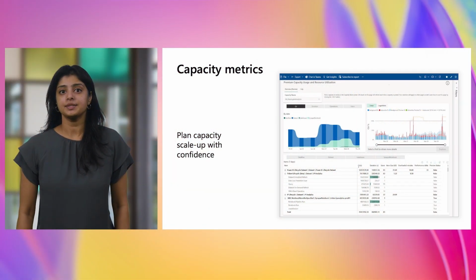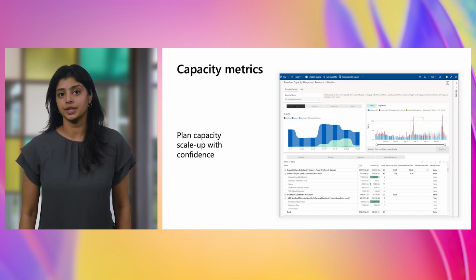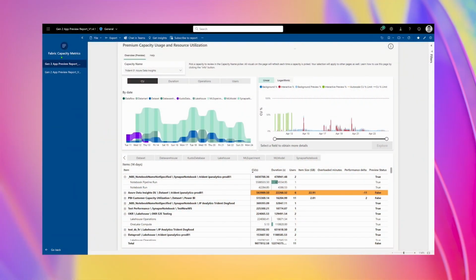With Fabric, as we introduce new workloads like data engineering, data warehousing, and more, it becomes even more critical for you to have visibility into capacity utilization and usage trends, so you can plan and scale your capacity accordingly, which leads us to our next demo, the Capacity Metrics app. Capacity Metrics provides administrators with all the data needed to monitor capacities and plan for capacity scale-up decisions.